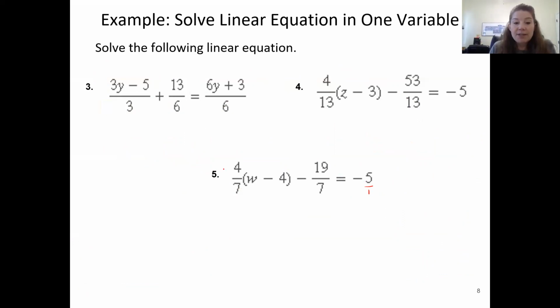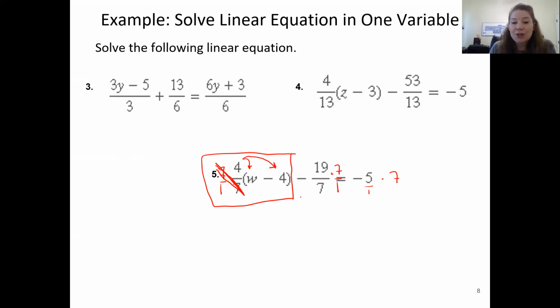So we're going to multiply everything times 7. Times 7. And times 7. All right, so let's look at just this right here. Well, I'm just going to simply get rid of these 7s right here. And then I'm going to distribute that 4.